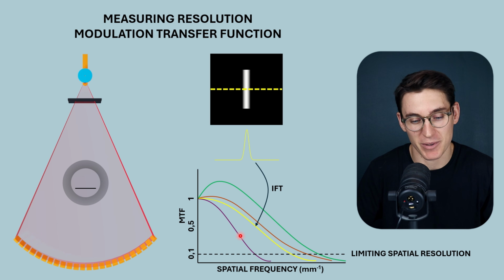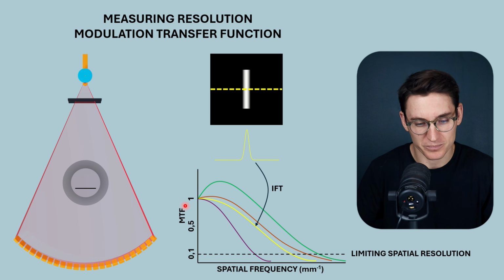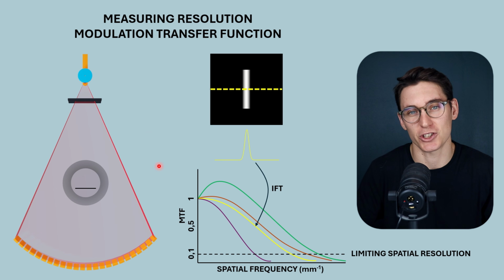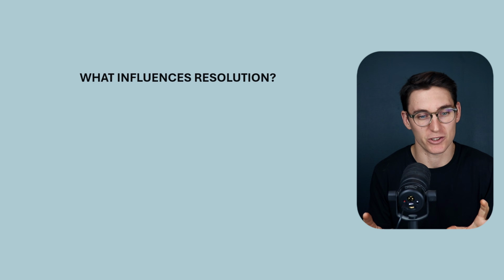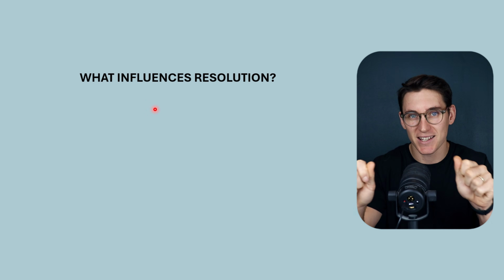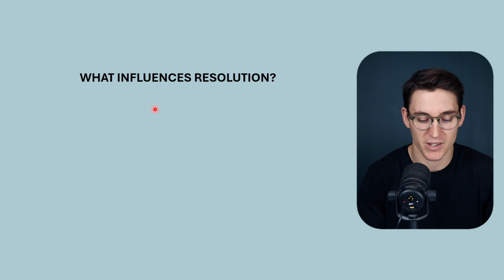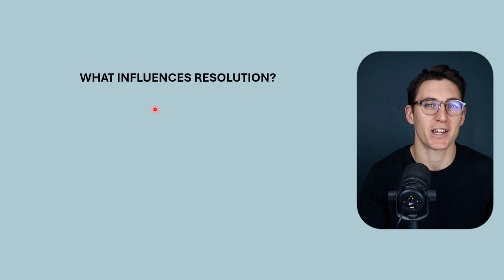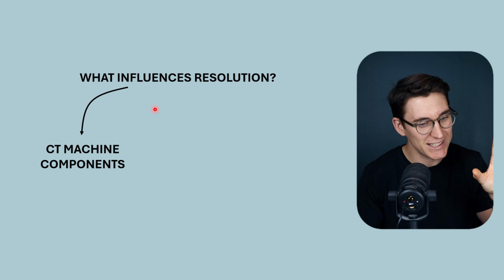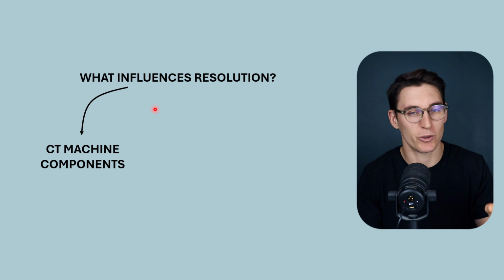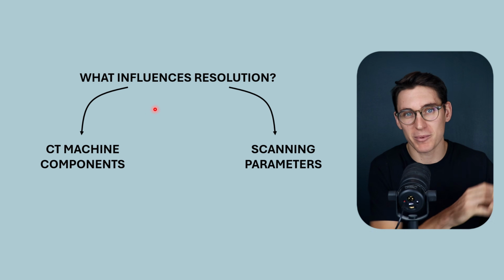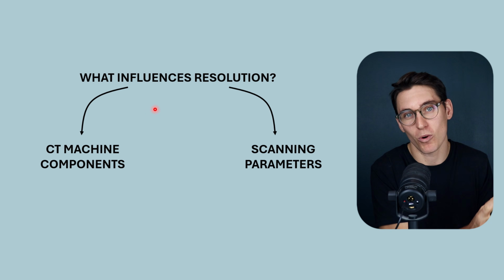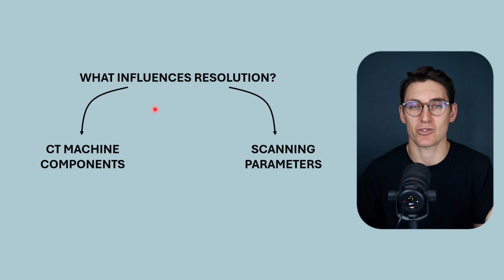We can also set up our scan or an acquisition mode that has poorer spatial resolution, and we're going to look at some of the things that contribute to spatial resolution now. So that's how we go about measuring spatial resolution. What actually influences that spatial resolution within our image? I like to think of these in 2 separate categories. The first being CT machine components that influence our spatial resolution, and the second being scanning parameters. What parameters can we change when we acquire the image? What parameters can we change when we reconstruct the image?